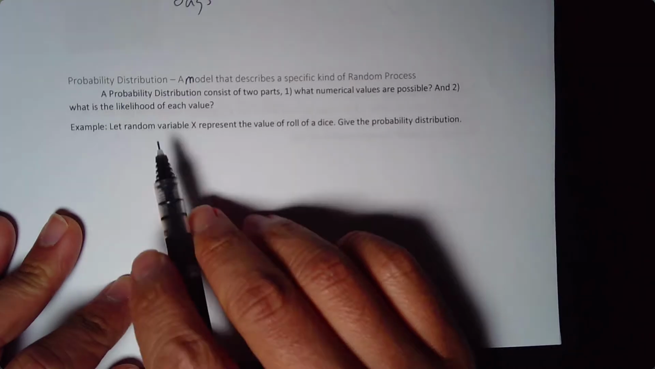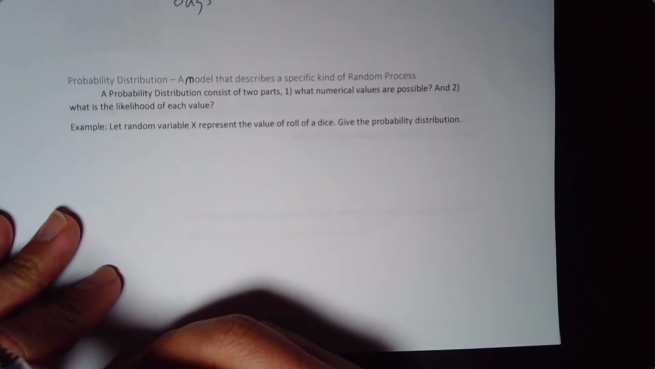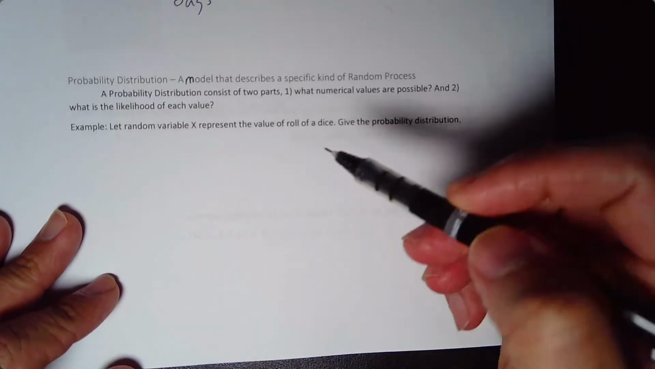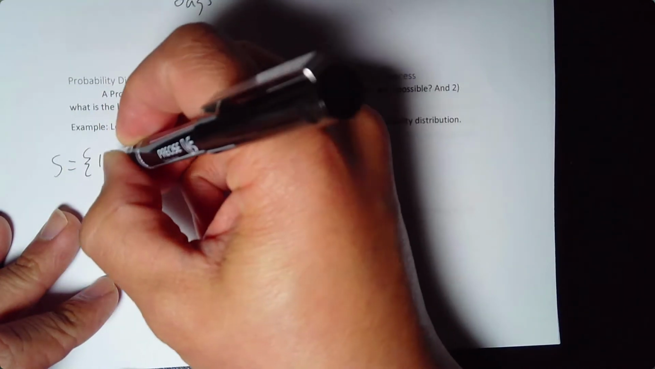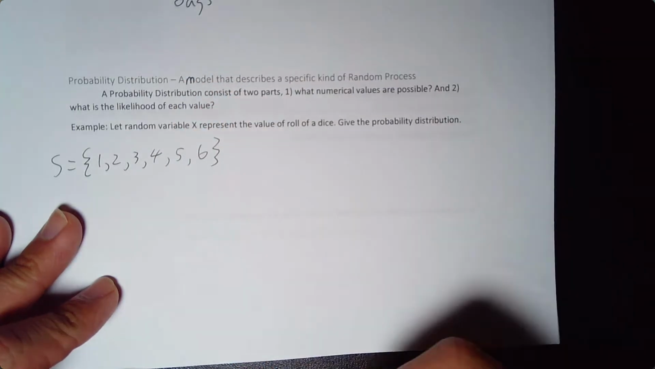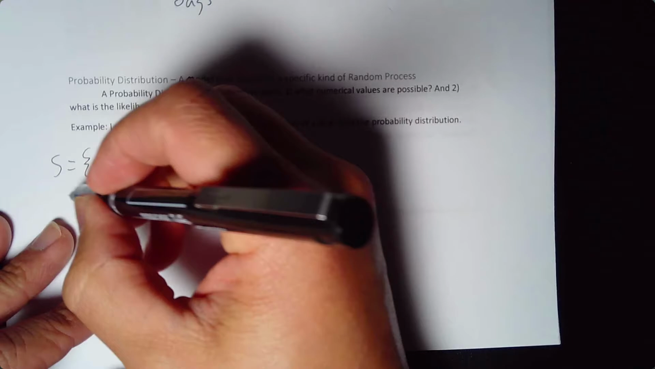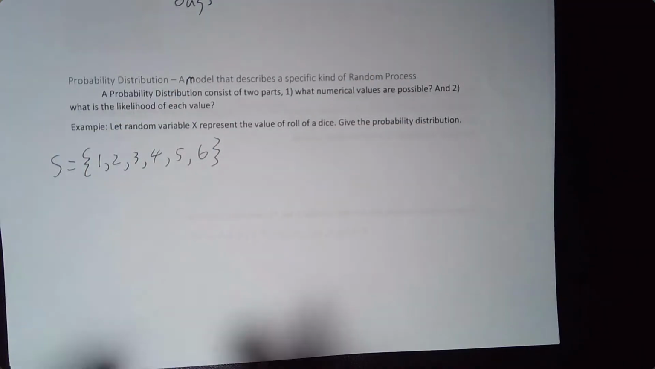All right. Now, what is a probability distribution? Okay, so it's a model that describes a specific kind of random process. Because we start out with a random process, let's say like the roll of a dice. The random process will have 1, 2, 3, 4, 5, 6. These are all the 6 possible outcomes. And then I'm going to define x as the value of the roll of the dice. So I take something that happens in the physical world, and then I put numbers. I define a random variable based on it.